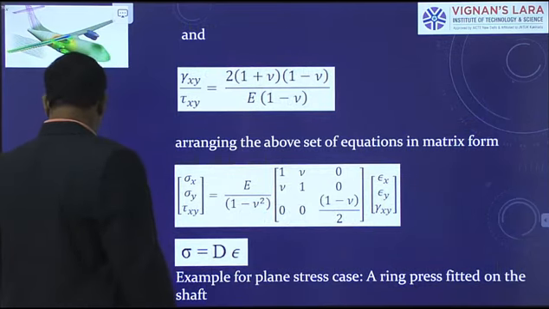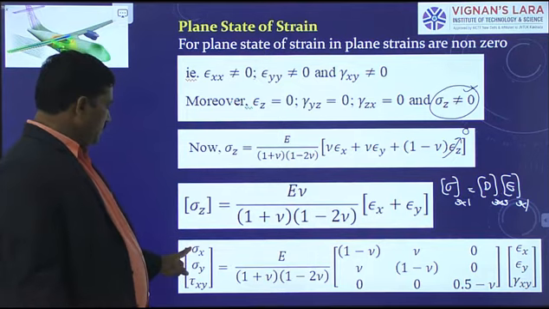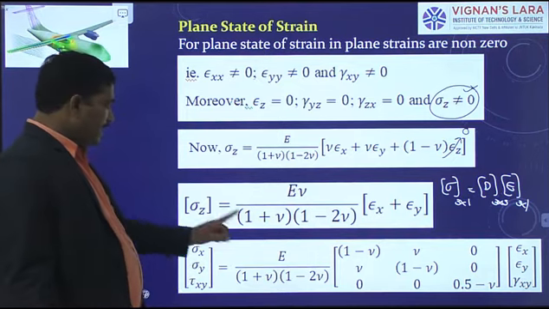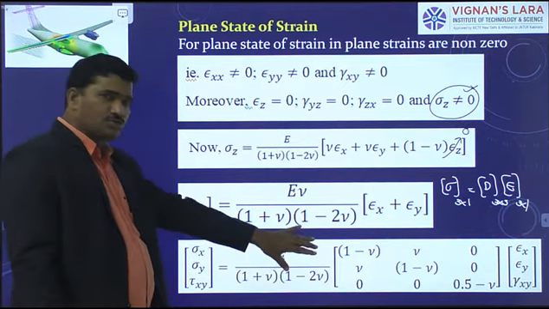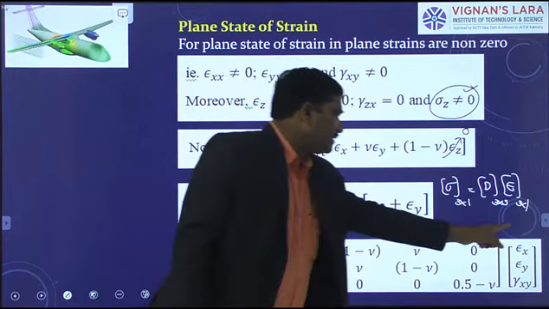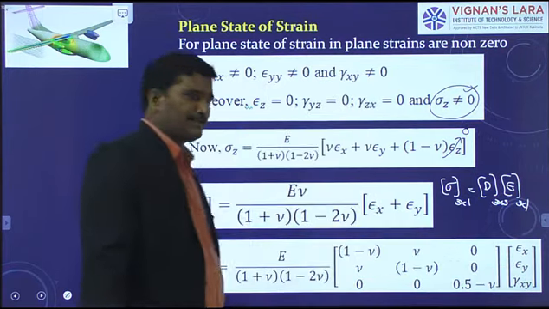Okay? Now, see here. This matrix has the elements sigma x, sigma y, tau xy. E by (1 plus nu)(1 minus 2 nu) comes out. Right? Now, here this is the matrix having the elements epsilon x, epsilon y and gamma xy.